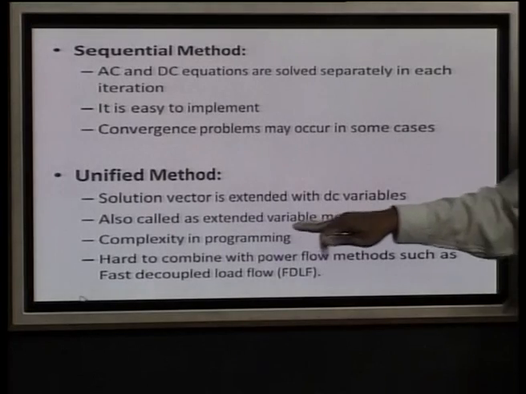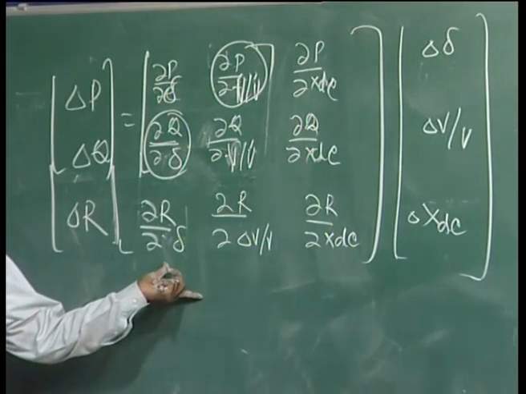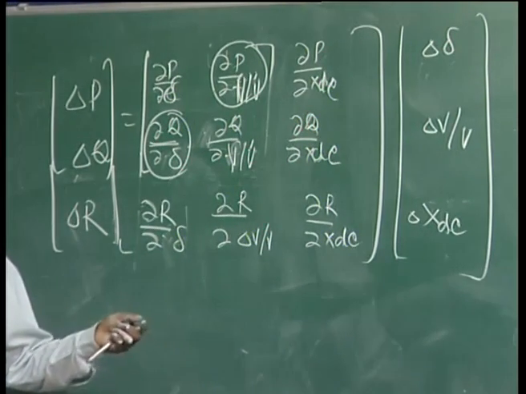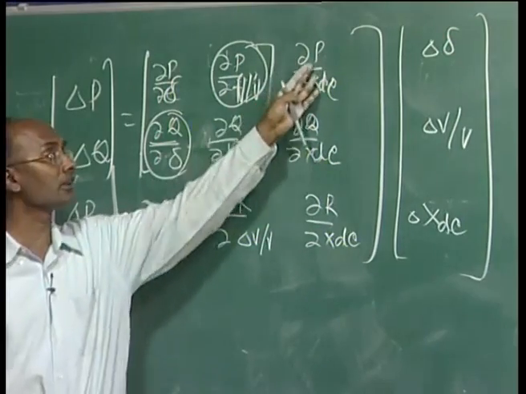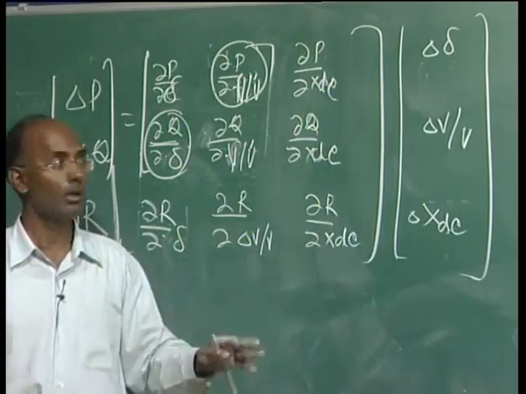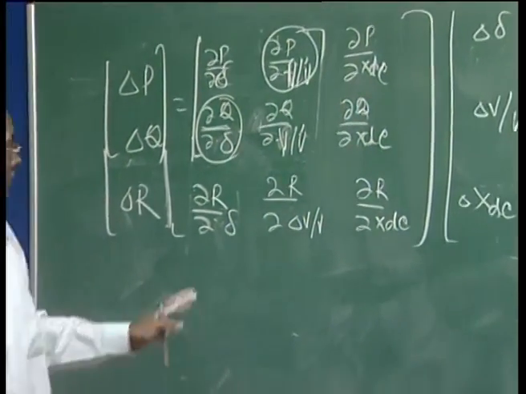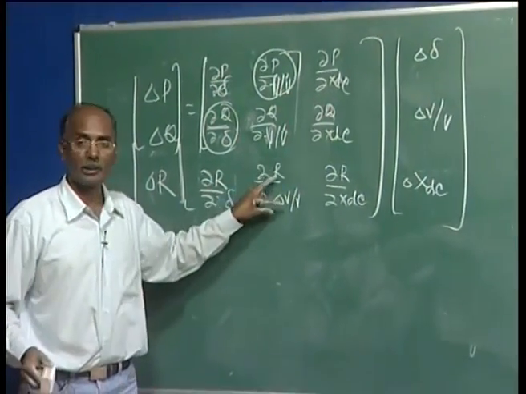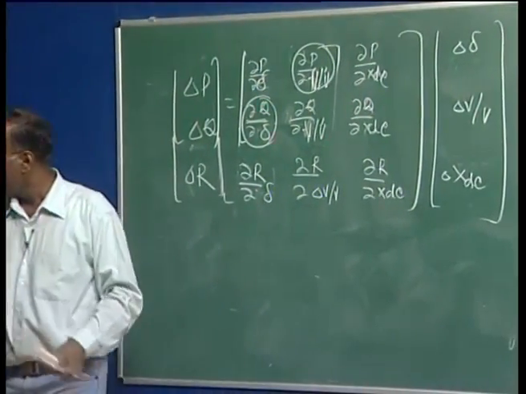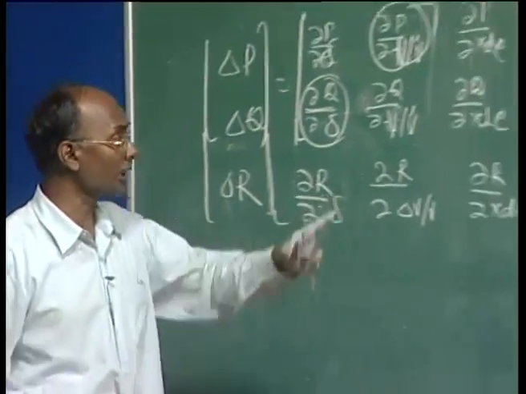So, if you are extending, it is called the extended variable method. Here, no doubt, your Jacobian size is increased and the complexity in the programming is increased, because you are calculating some extra elements, here, here and here, you are calculating 5 more Jacobians basically I can say, and they correspond to various elements. Sometimes it is very difficult, especially in the extended variable methods.